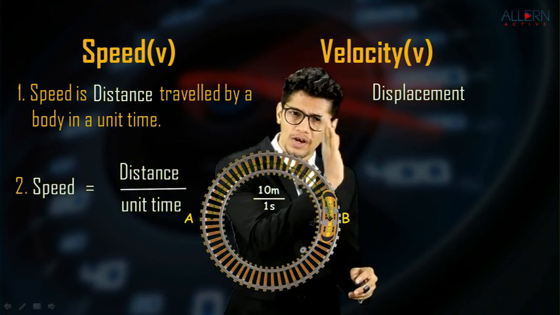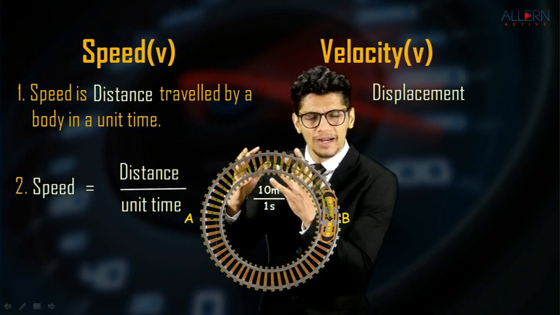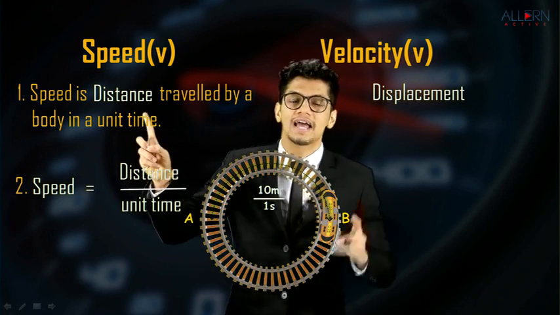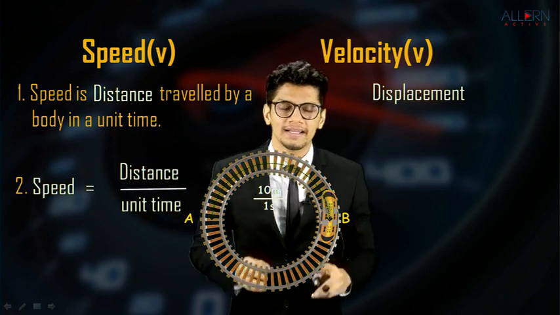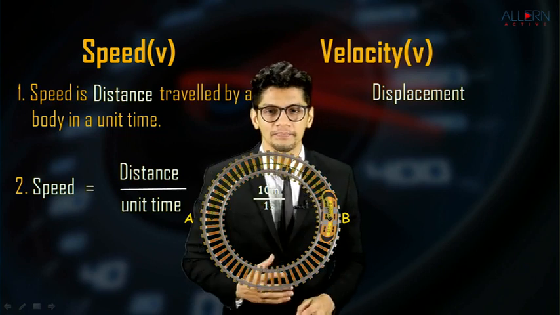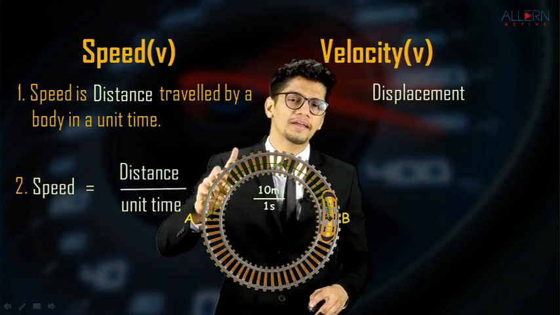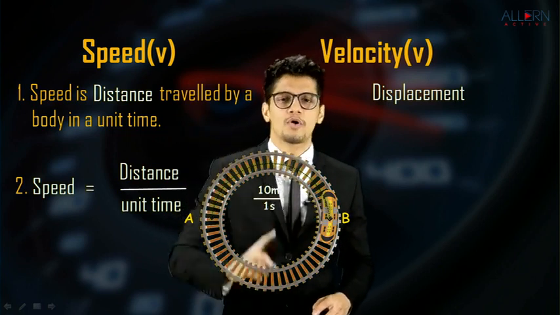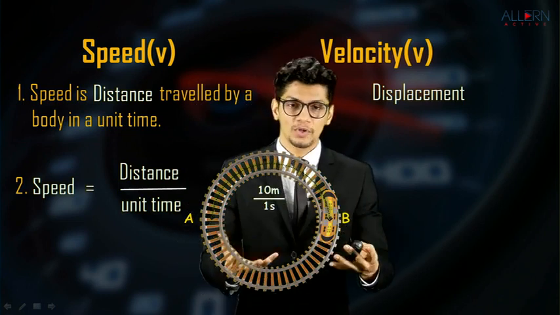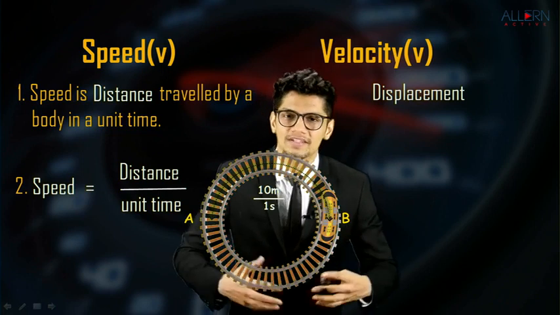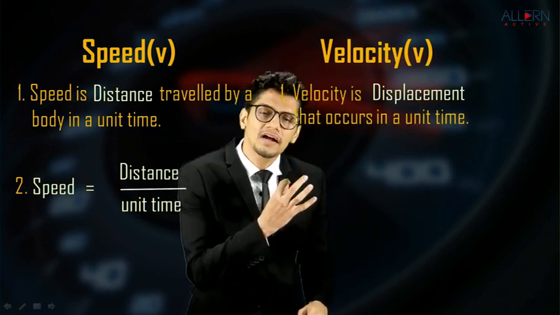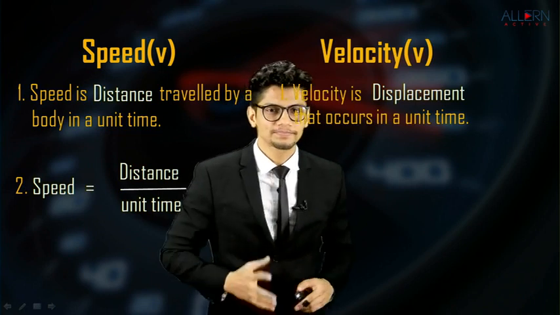Now let's talk about velocity. In the earlier part of this lecture, we also understood that speed is related to distance and velocity is related to displacement. That means in the definition of velocity, we should have the word displacement. Speed is the distance traveled by a body. Here we should write the displacement that occurs, because displacement is not traveled, it just automatically occurs. So velocity is the displacement that occurs in a unit time.